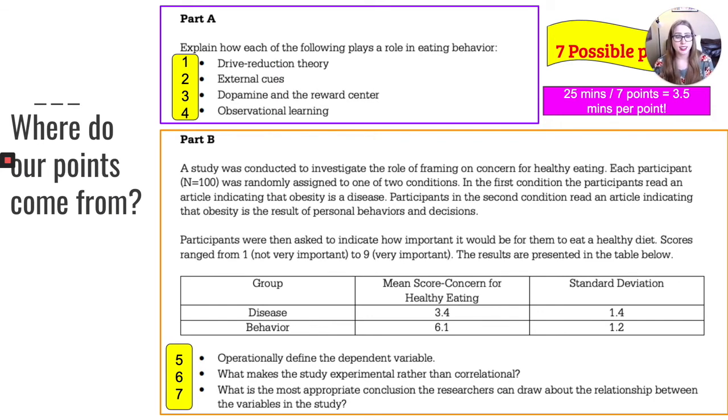Participants were then asked to indicate how important it would be for them to eat a healthy diet. Scores range from 1, not very important, to 9, very important. The results are presented in the table below.